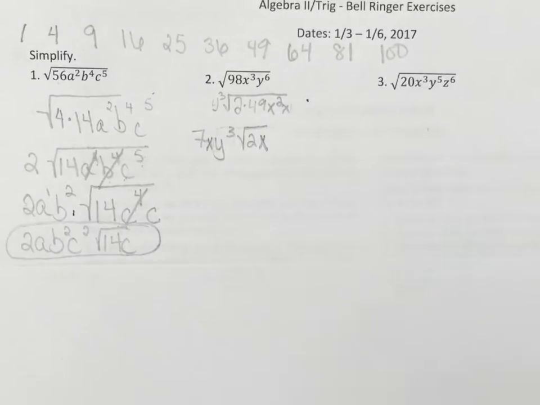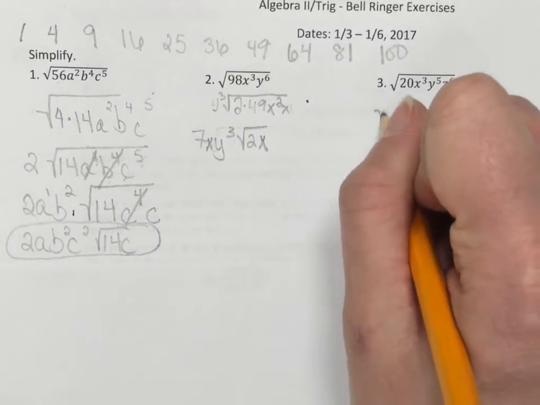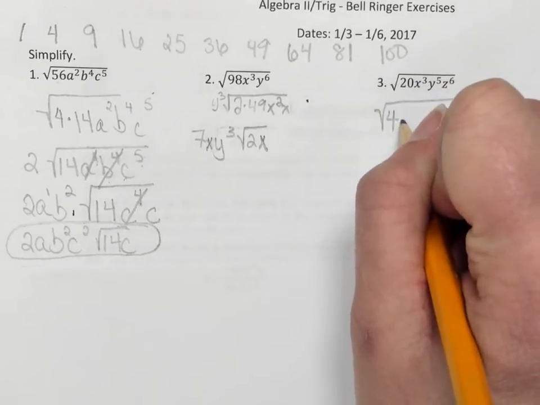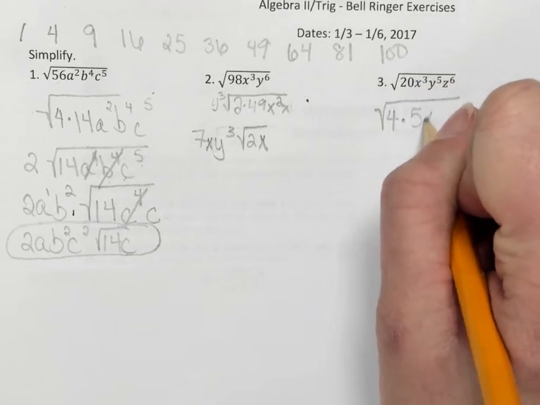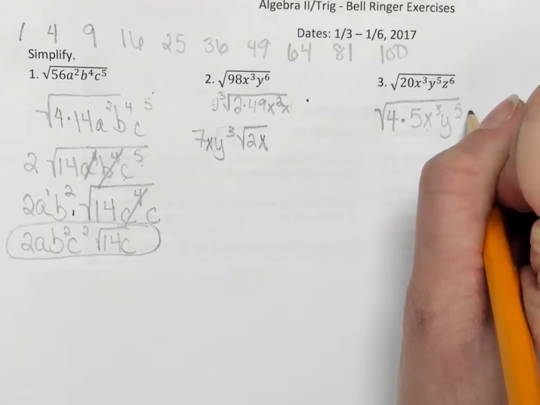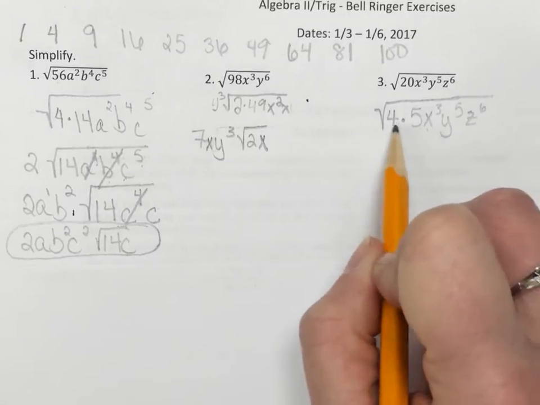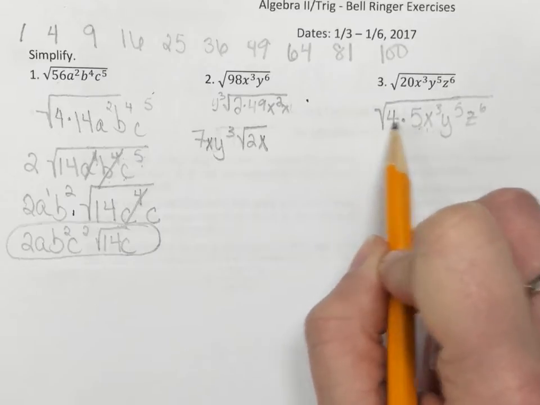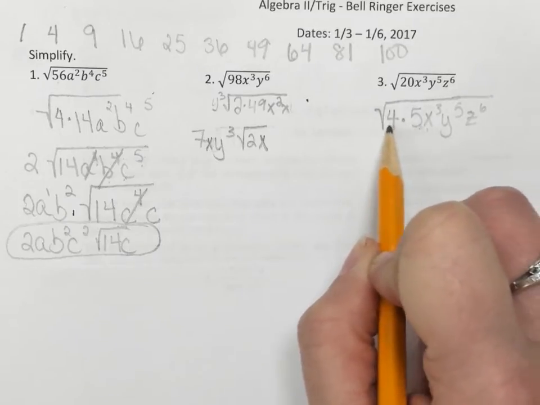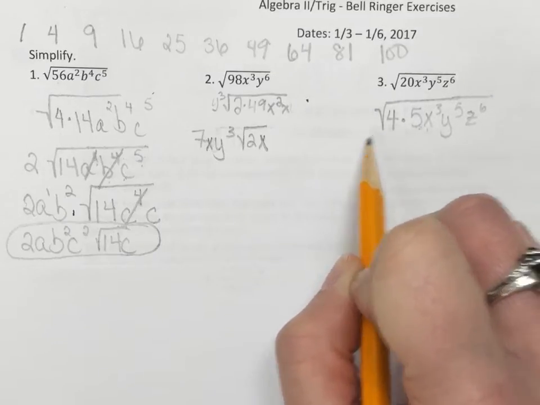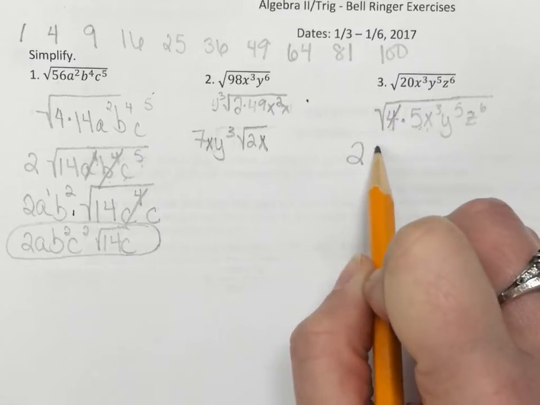All right, let's do 3 real quick. What perfect square goes into 20? 4. 4 times what is 20? 5. All right, so which one of these is the special one? Which one's on that list? 4 or 5? Which one's special? 4. What's 4 come out as? 2. There you go.